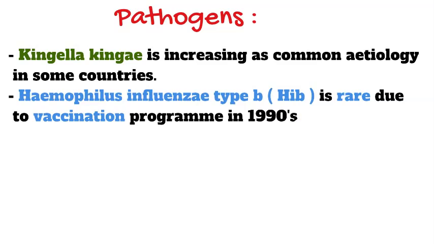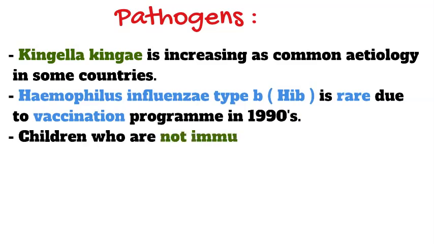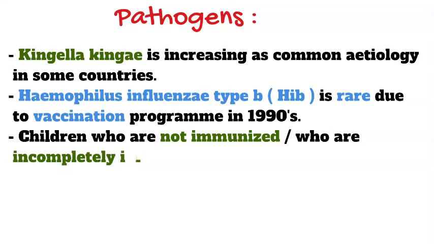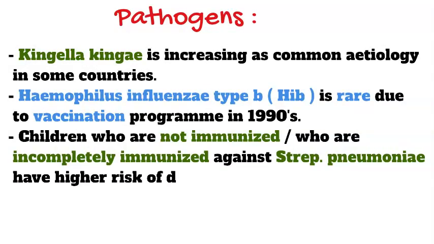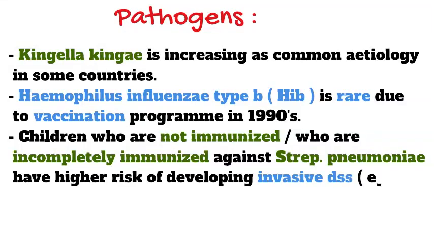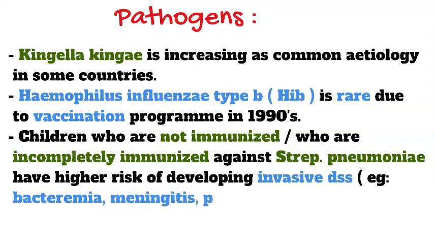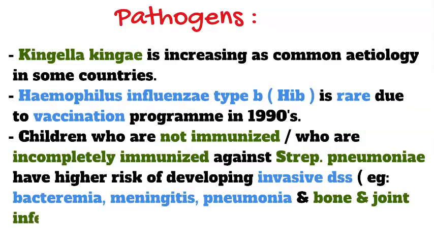Haemophilus influenzae type B (HIB) is rare now due to the vaccination program that started in the 1990s. Children who are not immunized, or who are incompletely immunized against Streptococcus pneumoniae, have a higher risk of developing invasive disease, for example, bacteremia, meningitis, pneumonia, and bone and joint infection.